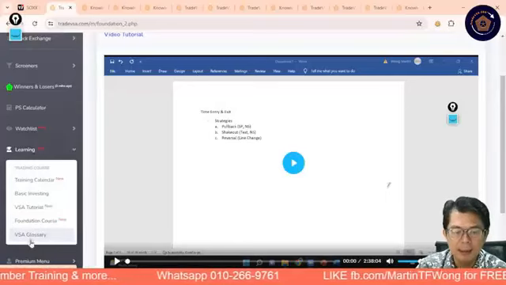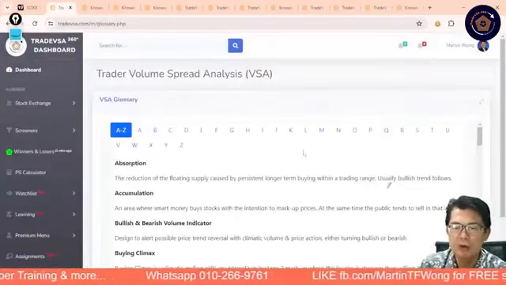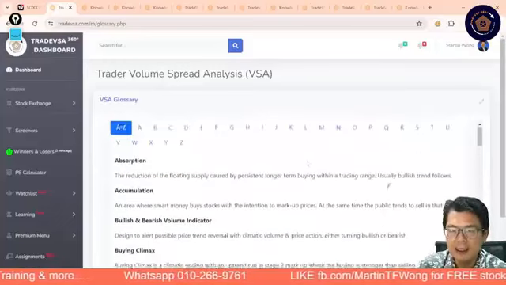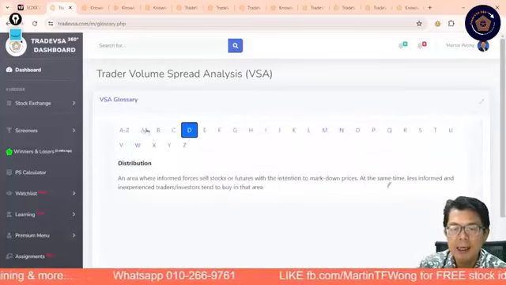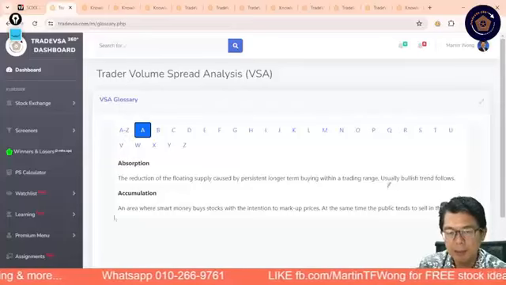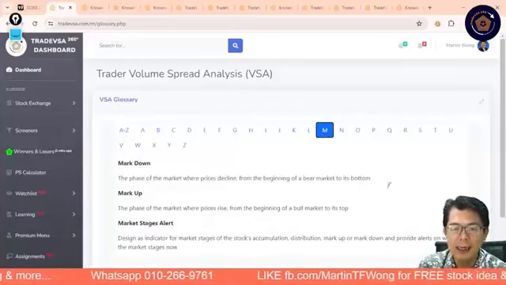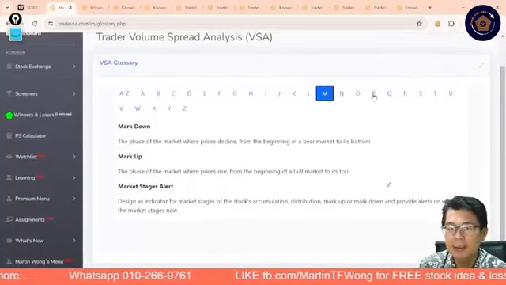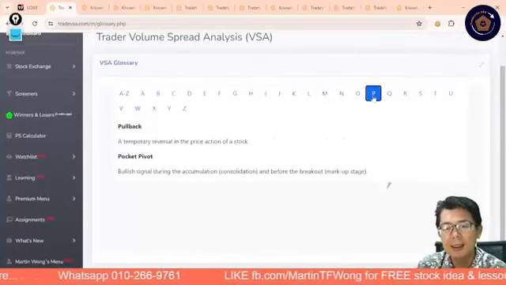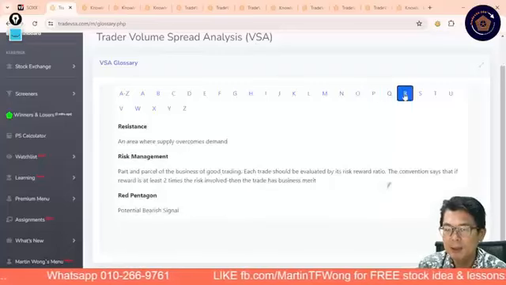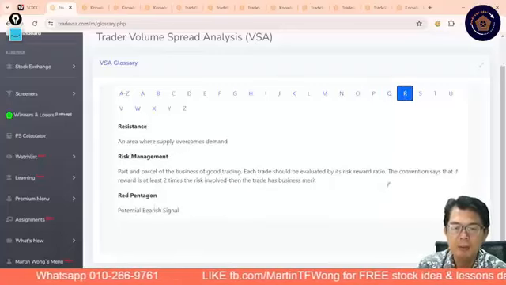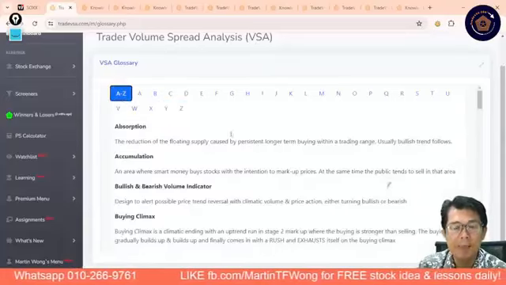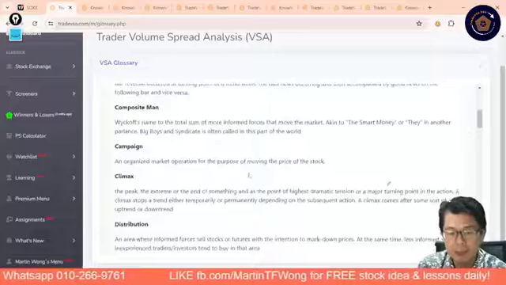And we also have the VSA glossary, which tells you all the definitions that we see here, so you can just sort it out. For example, what is accumulation? What is markdown, markup, the market stages alert indicator, which we have. Then we have the pocket pivot, which we previously had, risk management, red pentagon, and so forth. So all this is part and parcel of our learning that we have.